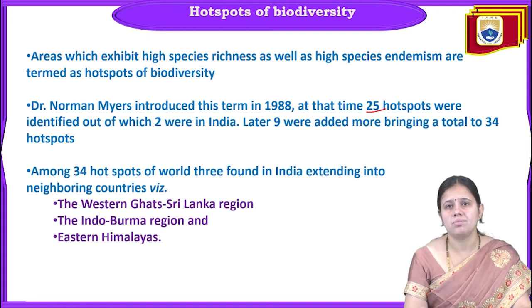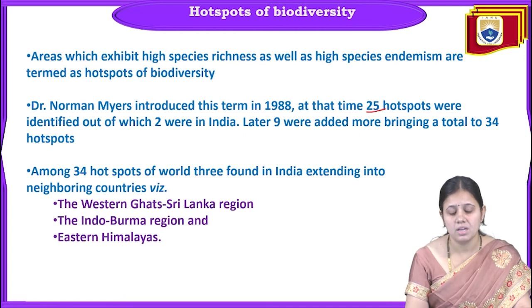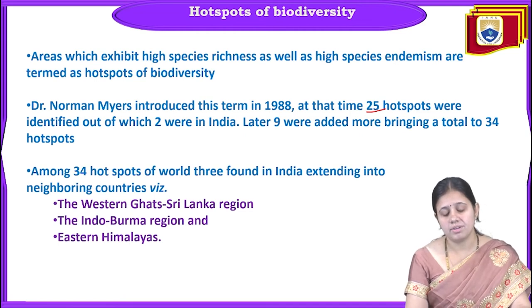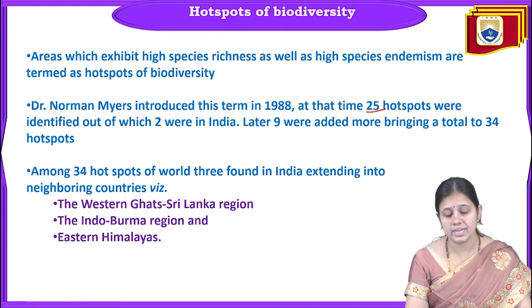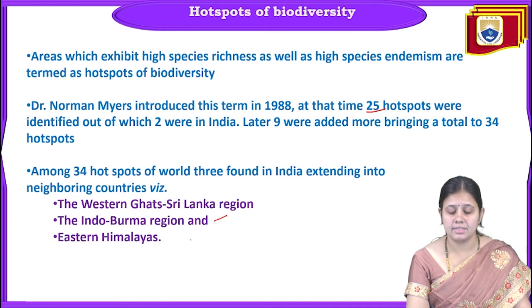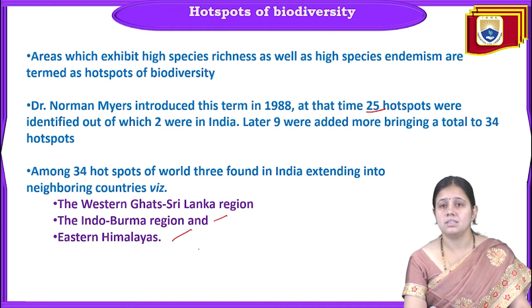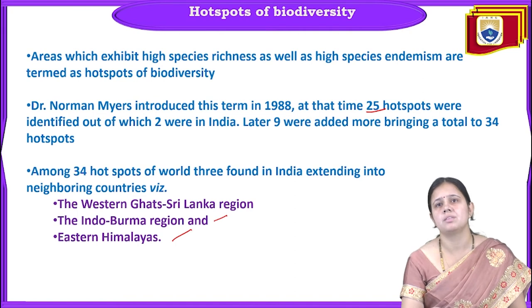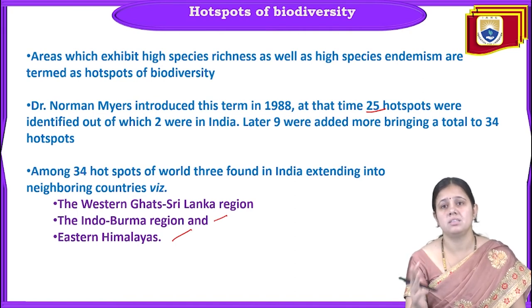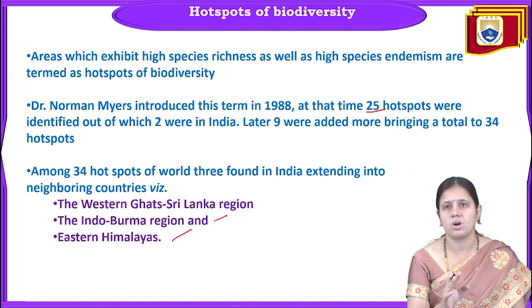Among the 34 hotspots of the world, 3 are found in India, extending into the neighboring countries also. The Western Ghat extends up to the Sri Lankan region also. Next are the Indo-Burman region and the Eastern Himalayan region. These are the 3 main hotspots of India. Due to its high richness of species and high endemism, India has 3 hotspots among the 34 of the world.